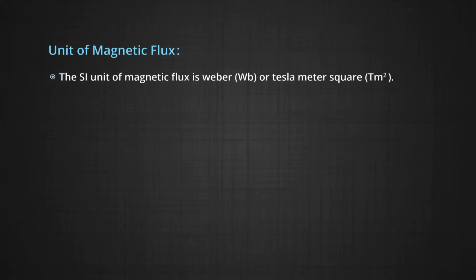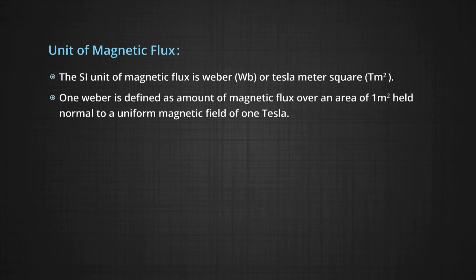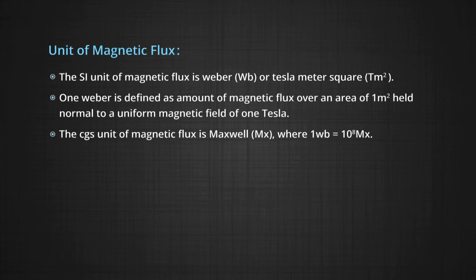Coming to the unit of magnetic flux, the SI unit of magnetic flux is Weber or Tesla meter square. 1 Weber is defined as the amount of magnetic flux over an area of 1 meter square held normal to the uniform magnetic field of 1 Tesla. The CGS unit of magnetic flux is Maxwell, where 1 Weber is equal to 10 to the power of 8 Maxwell. Cause of induced EMF.